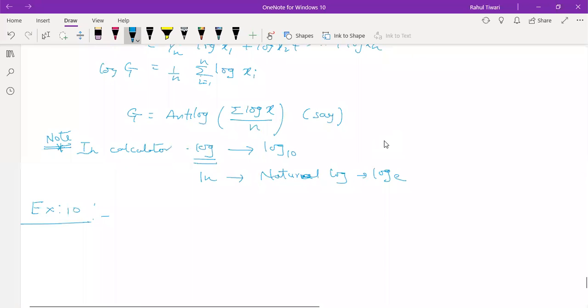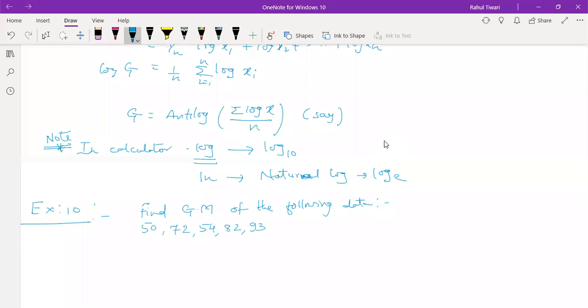Let's take a very simple example. Find the geometric mean of the following data. Take down the solution. So we have x data and we need to take log.